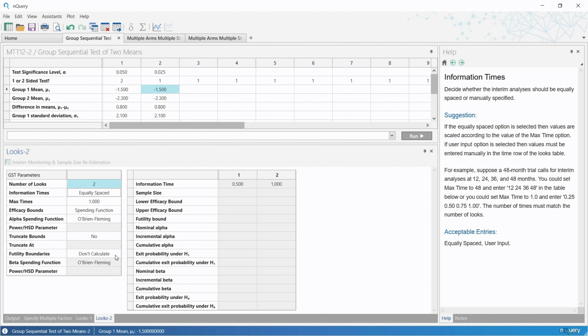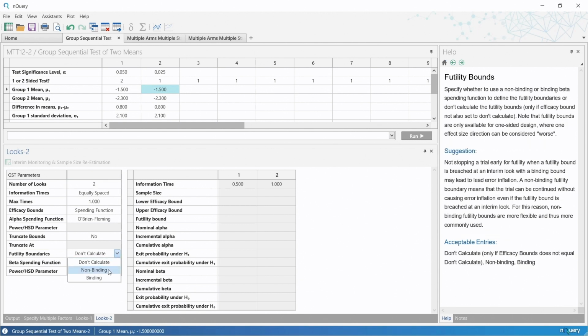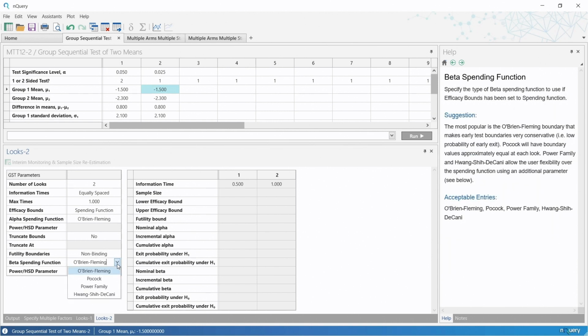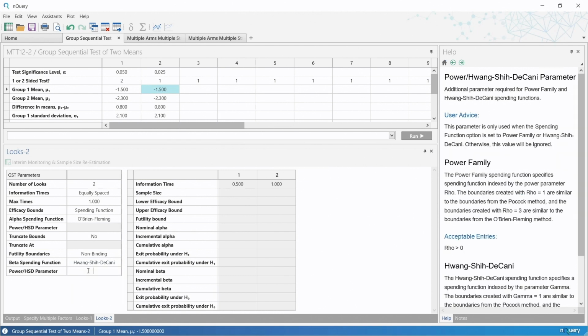In this case, let's add a futility boundary that is non-binding. This means that if we cross the futility bound, we still have the opportunity to continue our trial to the next look without affecting the overall type 1 error. In this case, we'll use a more flexible spending function for the futility bound using the Hwang-Shih-DeCani approach, and set its gamma parameter to -1.5.